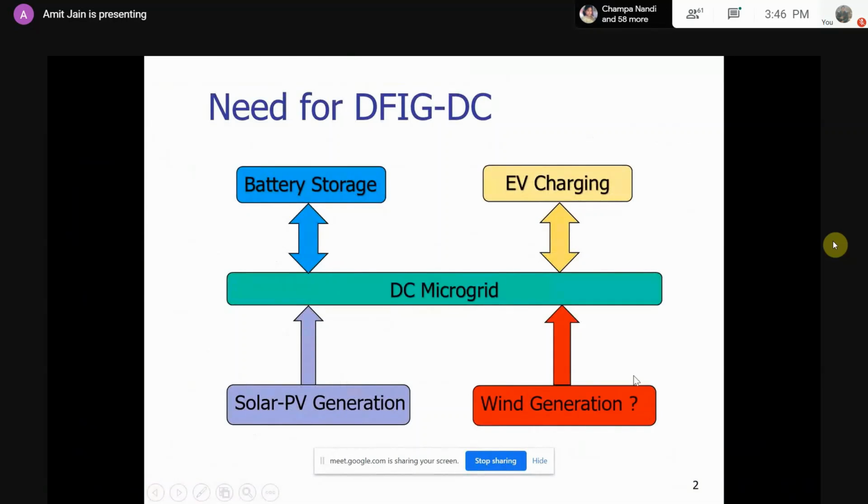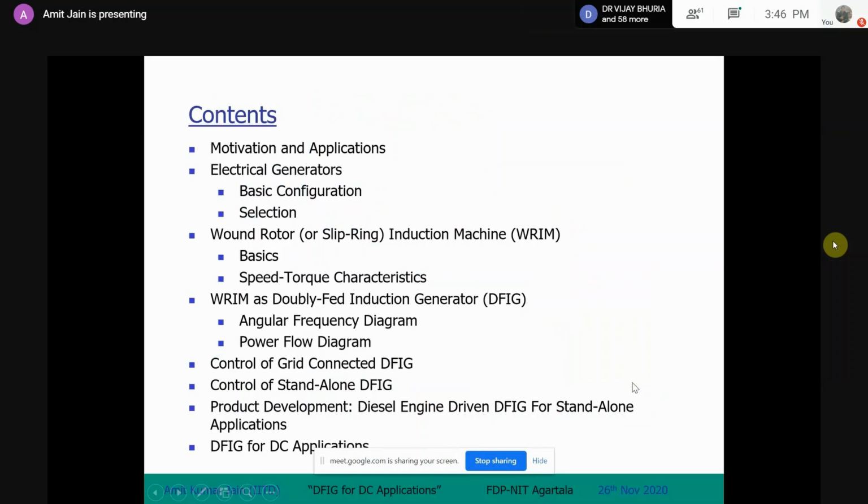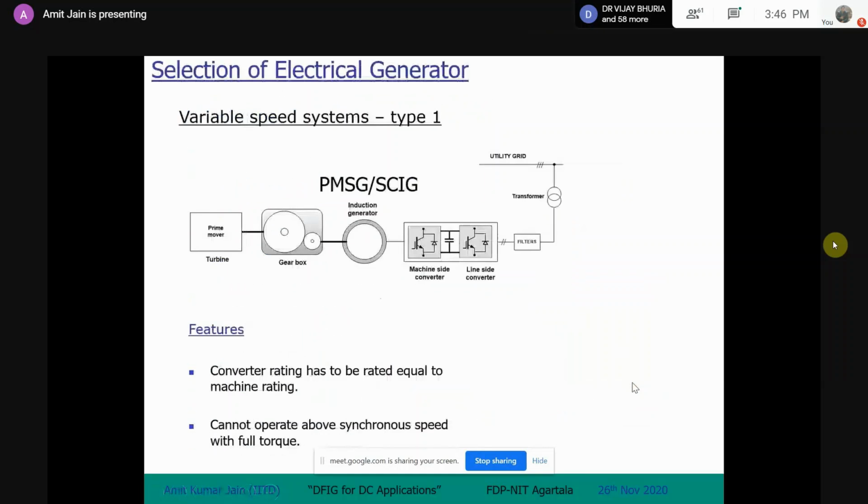Now, if you want to integrate this wind turbine to this, how to do that? One way is to go for this kind of system where this DC can be connected to the DC microgrid. So there's one possibility. But even for that, you need a 12 megawatt induction generator and 12 megawatt converters here, because the whole power has to go out from here.